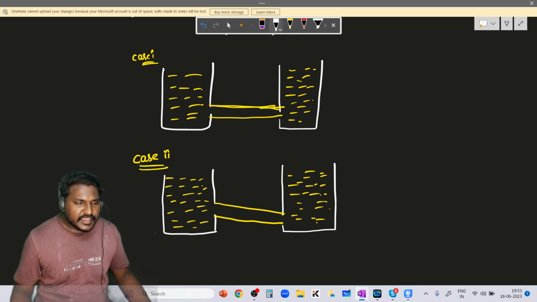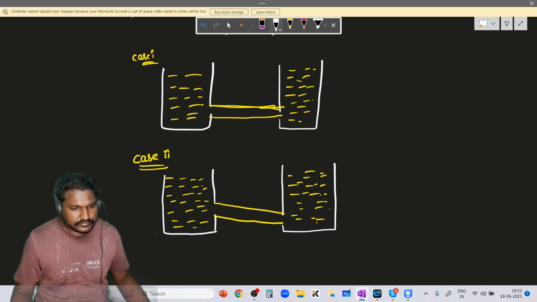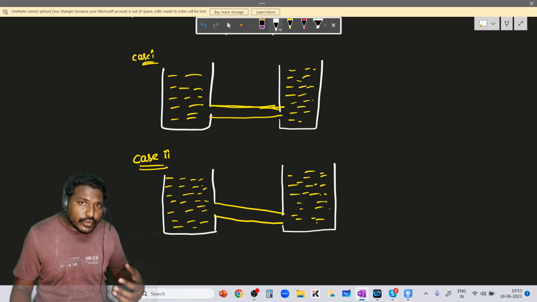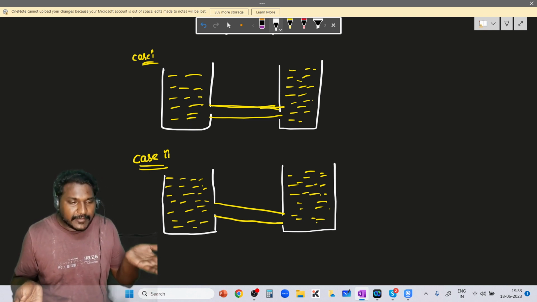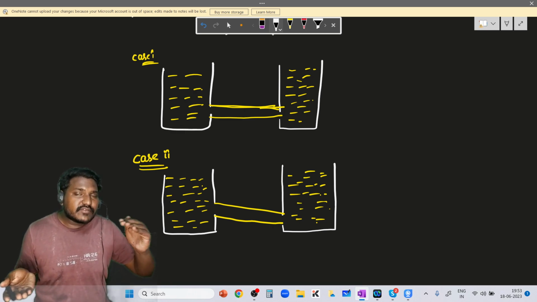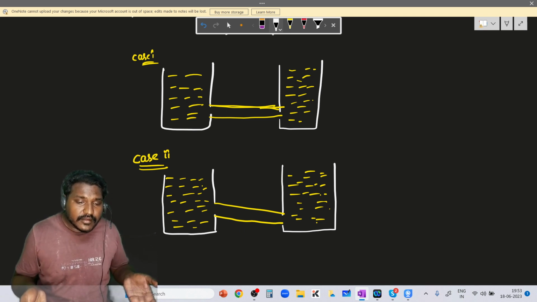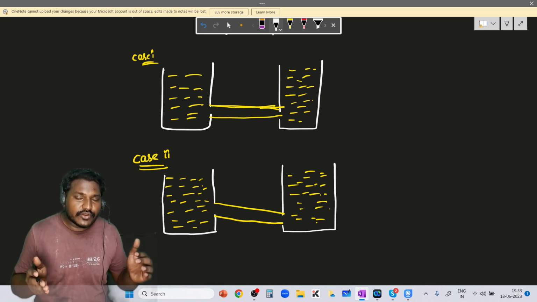Now, can you tell me in which of the two cases will the water flow? Case 2, exactly. Because to cause the flow of water, there should be a level difference. One bucket should be at a higher level and one bucket at a lower level. Then the water will flow because of gravity, exactly correct.